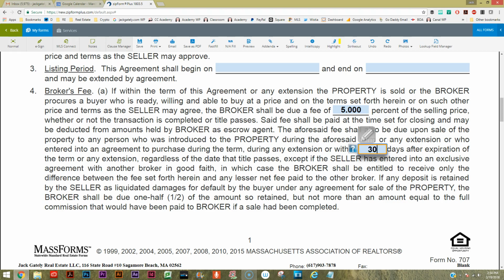The next section here is what a lot of people call the clawback, and there are a number of different terms for it nonetheless.